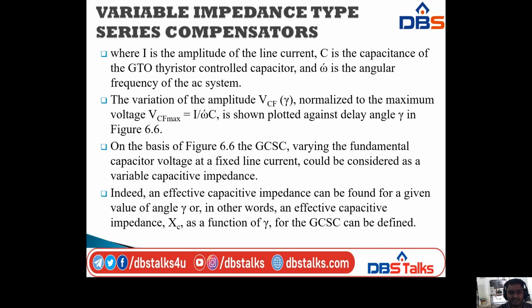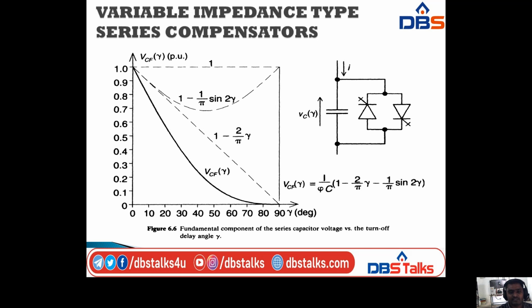So I will show the diagram, that is this one. It will give the fundamental component of the series capacitor voltage versus the turn-off delay angle gamma. On the right side we have the circuit representation for this operation. In this one I am taking a thyristor valve with a fixed capacitor, and the voltage across the capacitor is Vc of gamma, and we have the line current I, and the thyristor valve, that is the switch. By using this we are drawing the fundamental component of voltage across the capacitor at delay angle gamma. It is taken in per unit terms.